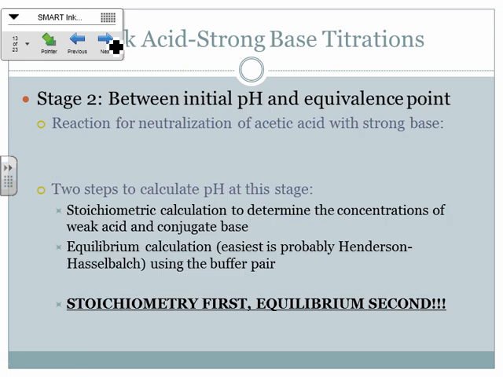Okay. Stage 2. That's when we have added some of the strong base, but we're not to the equivalence point yet, okay? So in stage 2, we've got the reaction for the neutralization of acetic acid with a strong base. This is similar to what we were doing when we were talking about buffer solutions the other day, where you're adding a strong base to a weak acid. All right. So we're adding.